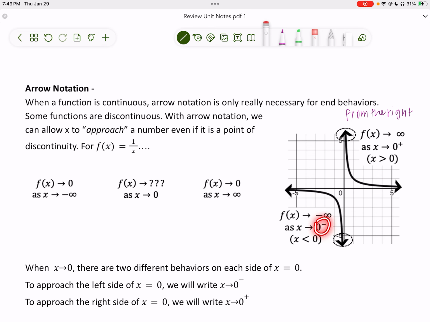Over here, we're saying from the left. Same situation. f of x approaches negative infinity as x approaches 0 from the left. So that means y goes down as we approach 0 from the left side, which again makes sense visually.